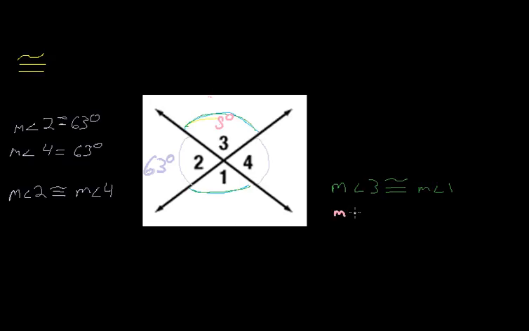The measure of angle 3 equals S degrees. You could tell me the measure of angle 1 is also equal to S degrees, because these two are vertical, which means that they are congruent. So when you have intersecting lines, they create two pairs of vertical angles, and those vertical angles are always congruent.